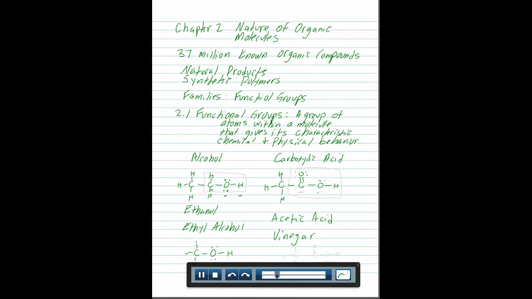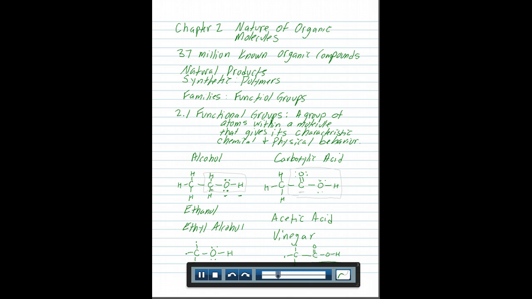You all know what vinegar is. The functional group for a carboxylic acid is, as you can see, a carbon with a double bond oxygen attached to an OH, and then this carbon, the carbonyl, is attached to another carbon. It doesn't really matter what that carbon's attached to, so at these spots you can have other hydrogens or carbons. But this functional group right here is considered the carboxylic acid functional group.